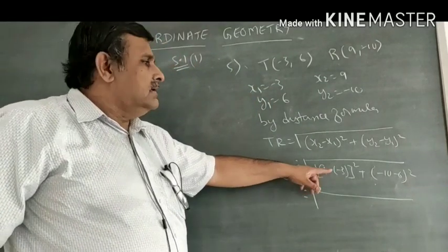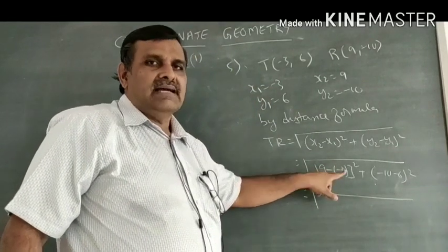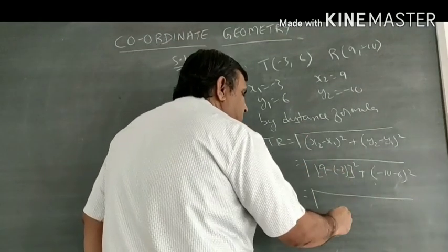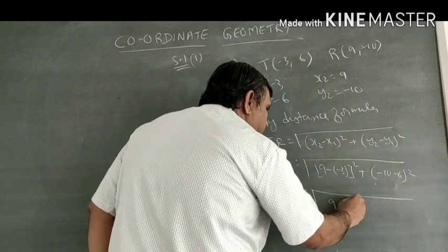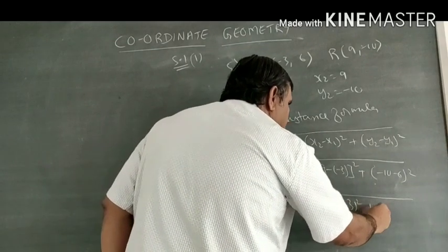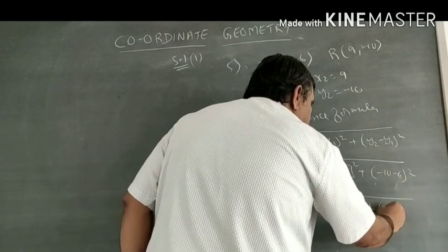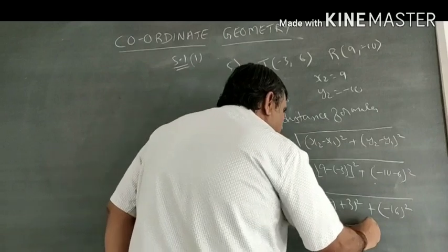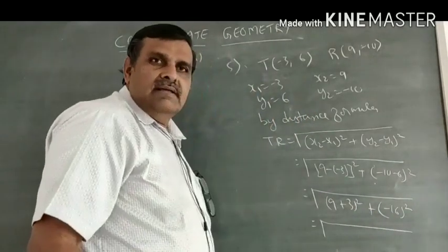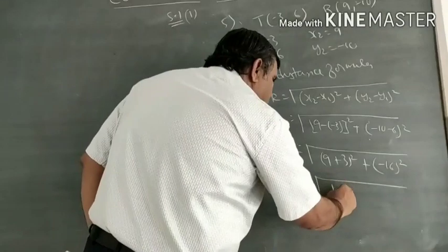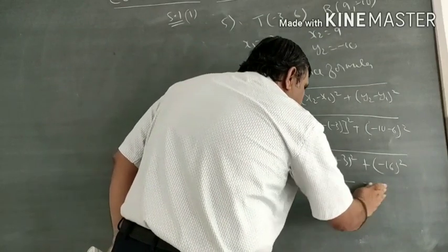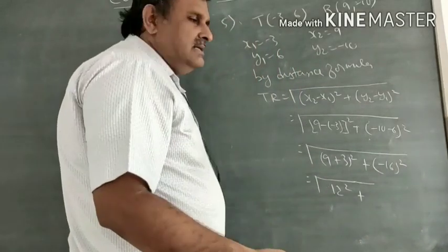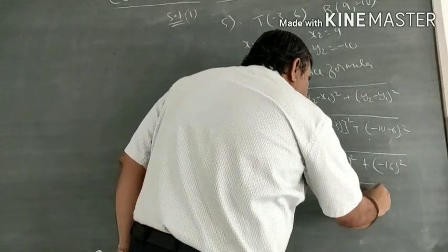The sum is simple, but there should be no mistake on the sign side. If minus becomes plus, plus becomes minus, the whole sum will go wrong. 9 minus minus 3 means this will become 9 plus 3 square. Minus 10 minus 6 means this will become minus 16 square. It is equal to under root 9 plus 3. 9 plus 3 is how much? 12. So here I shall write down 12 square plus minus 16 square. Square of minus becomes plus. How much is the square of 16?